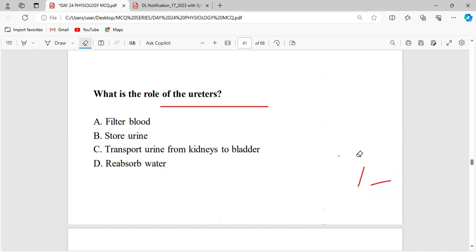If you take a particular organ, you should know what are all the parts present in that organ, what is the function performed by each part, and what are all the hormones that play a role in that organ. So these are all the things you have to focus on.